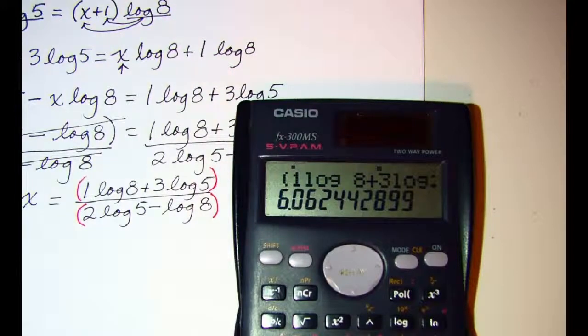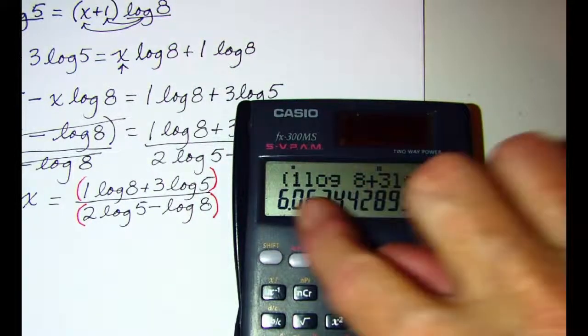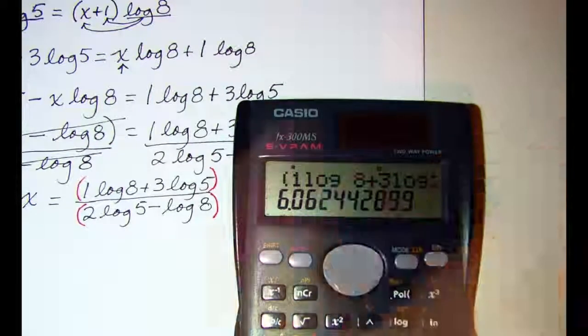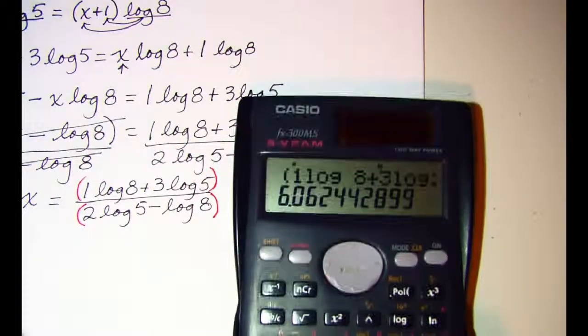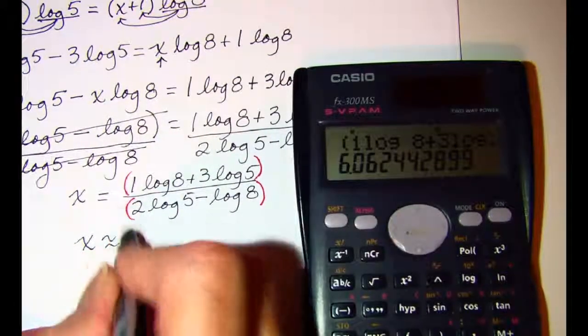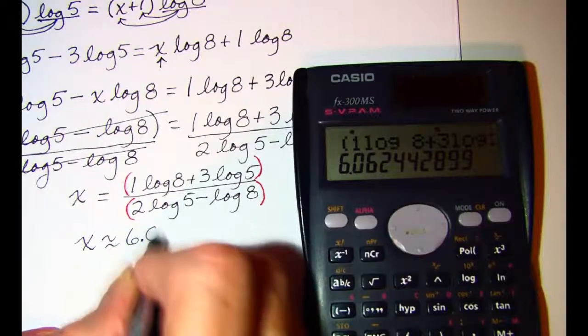If we take this to 3 decimals, it looks like 6.062. So x is approximately 6.062.